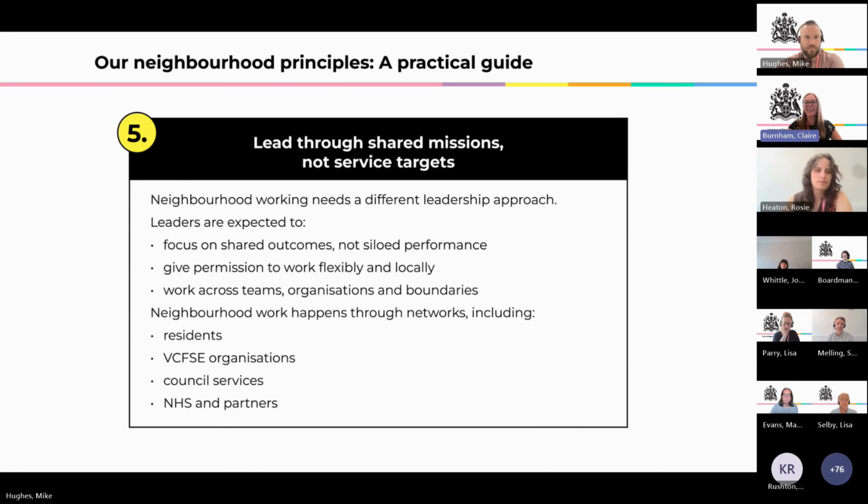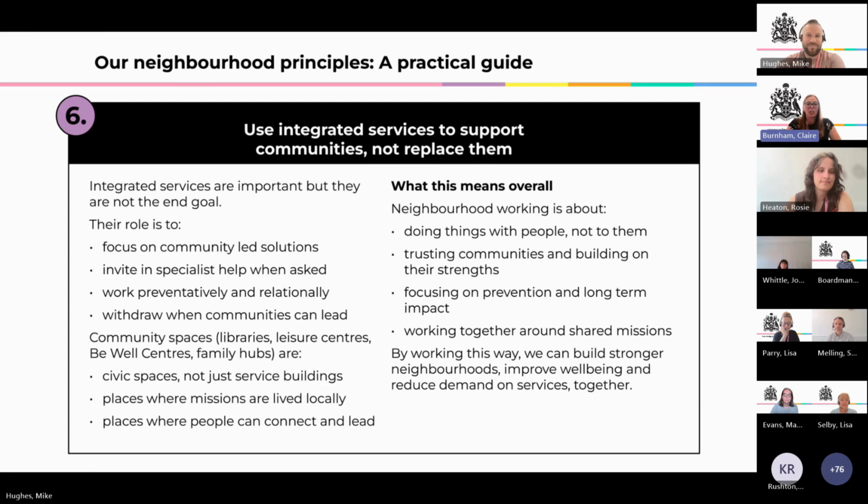Next one, Mike, last one, everyone, and then I'm going to hand you on to the profiles. So again, a practical guide. The final one is: use integrated services to support communities, not replace them. I've probably talked about this in the other ones, but it's about focusing on community-led solutions where we can, bringing specialists in when needed, not starting with that as a default. If we build those relationships with communities, listen deeply, and reinvest back in our VCFSE, that should create more thriving communities through prevention, so we will reduce the need for crisis intervention.